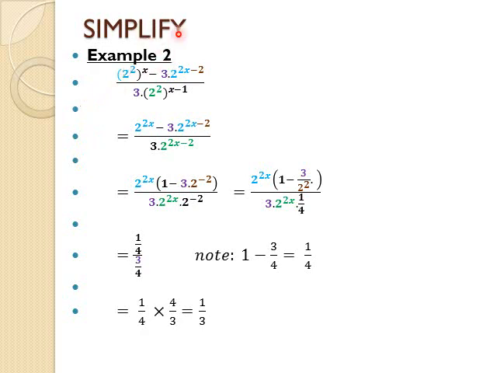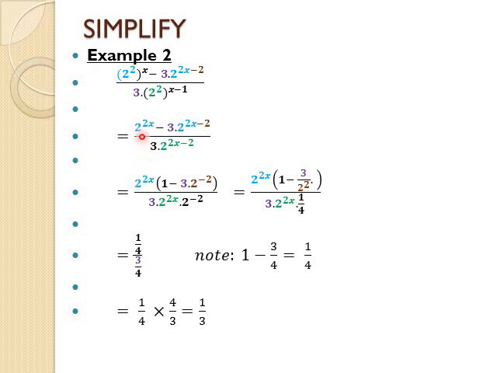Right, so example number 2, they say simplify. Give me 2 to the power 2 and outside x minus 3 times 2 to the power 2x minus 2, divided by 3 times 2 to the power 2 raised to the exponent x minus 1. Right, so here applying law 3, 2 times x gives me 2x. That there simply stays as it appears. In the bottom, 2 times x becomes 2x, and 2 times minus 1, negative 2. So on the top, you can see 2 to the power 2x and 2 to the power 2x, take out as a common factor.